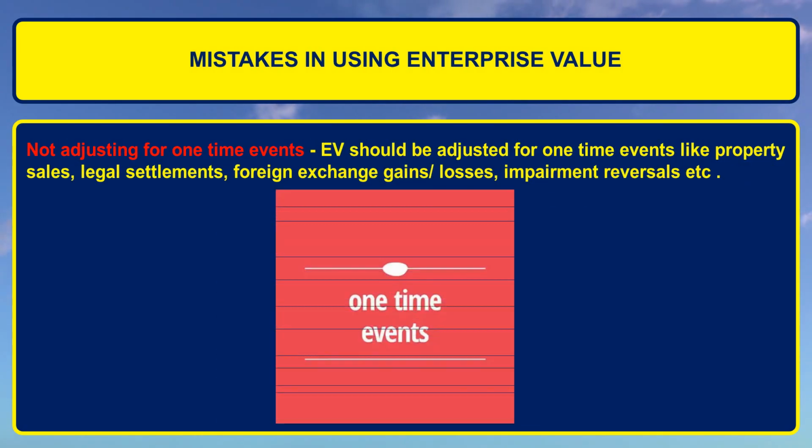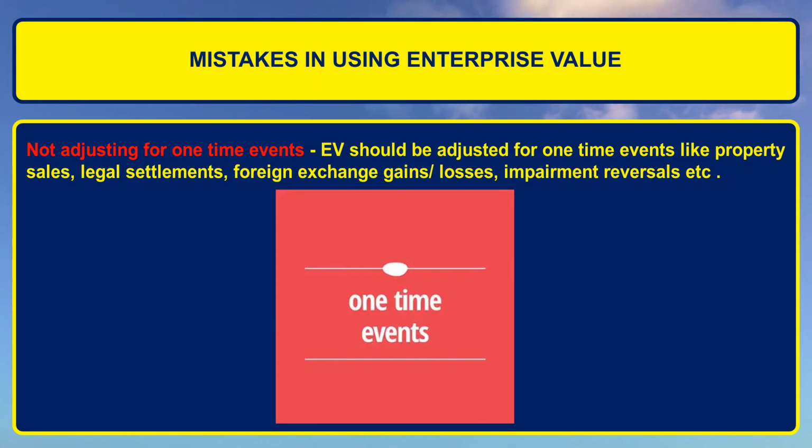Mistake number 8 is not adjusting for one-time events. EV-based ratios can be skewed by temporary events like property sales or legal settlements. Without adjusting, you could misread the company's real performance.